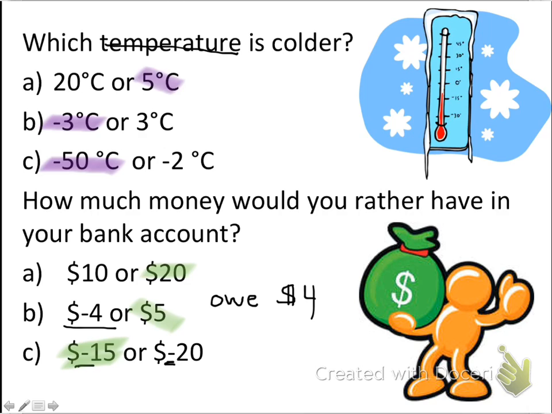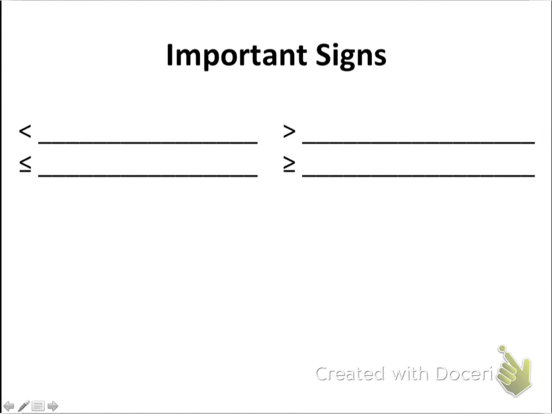There's some interesting things in here. Before we get started, we need to talk about some important signs. We've looked at these signs before. This sign here, the first one, if you make it with your hand, would look like an L, which means that one has to be less than. The next one doesn't look like an L, so it would be greater than or more than.